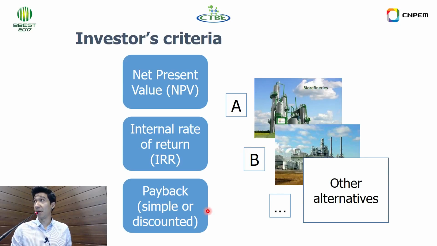And the third one is the payback period, which is, I think, the easiest one to understand, because the payback time is the time the investor has to wait in order to recover his investment. So the faster, the better.